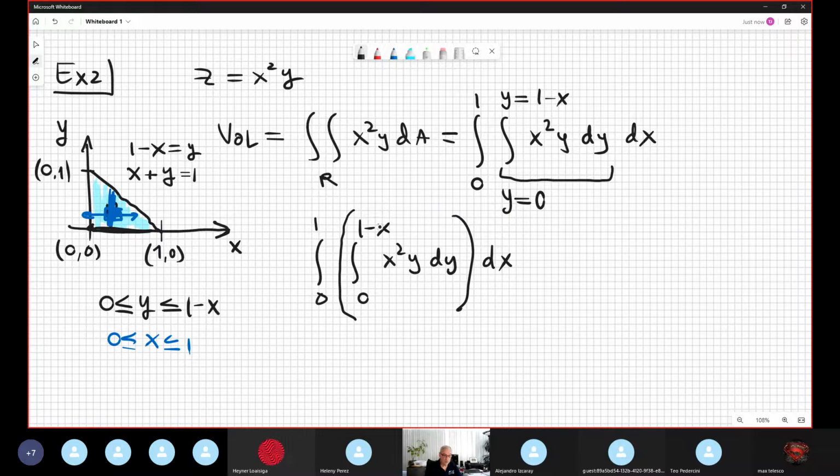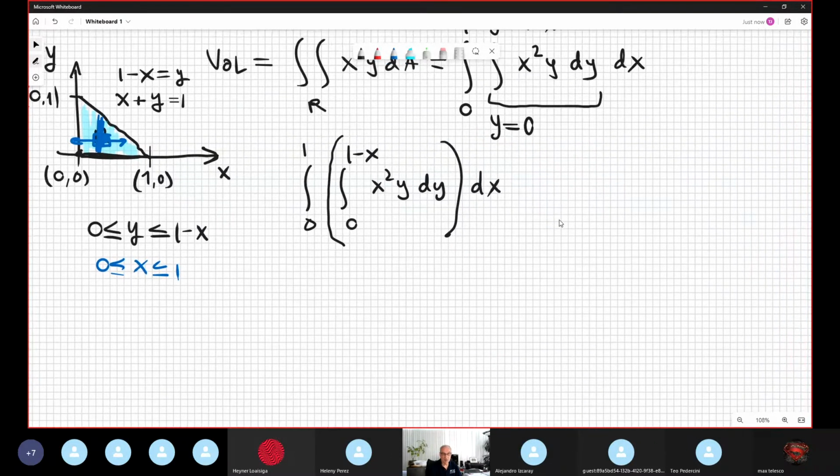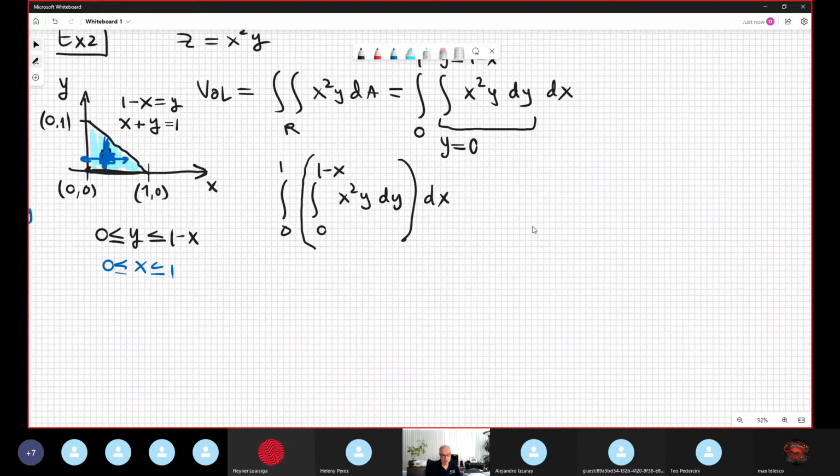I copy the first integral separately, if you want. Not mandatory. Yeah, I know very well that we integrate with respect to y. Therefore, the x is constant, so I put it outside.